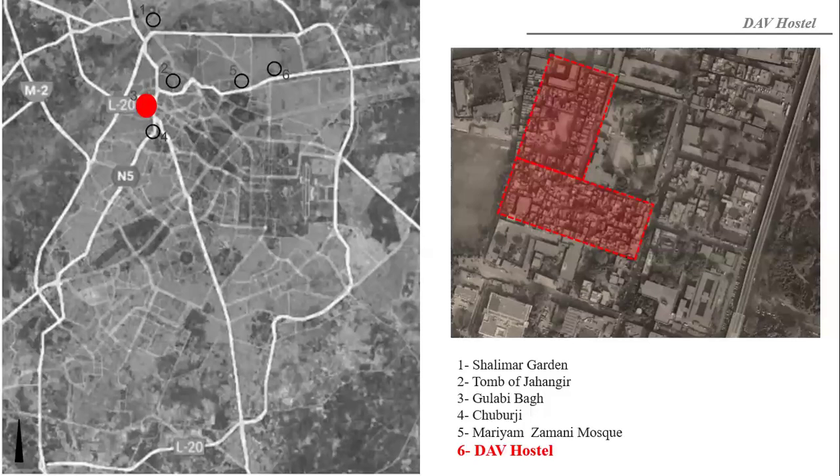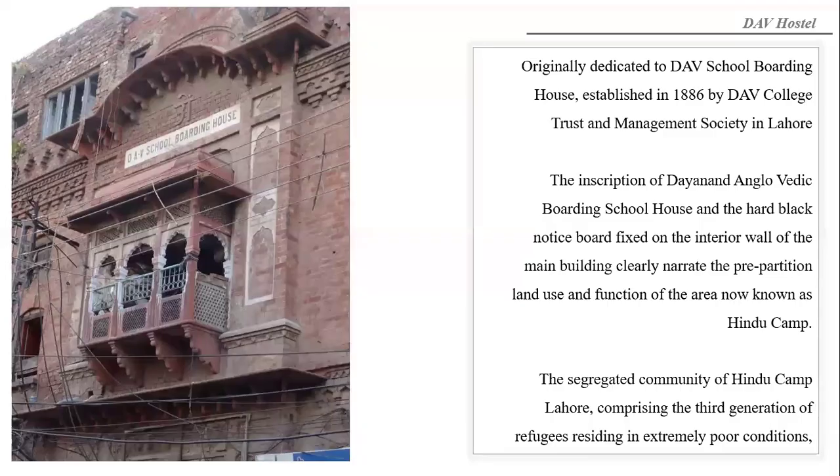Another example of pervasive infiltration is DAV Hostel, also known as Hindu Camp. The DAV Hostel is a pre-partition building which is located at the administrative hub of Lahore city on Court Road. The camp is surrounded by important administrative and educational buildings. The inscription fixed on the exterior and interior wall of the building reads Dayanand Anglo-Vedic Boarding School House and provides us a hint regarding the pre-partition function of the building.